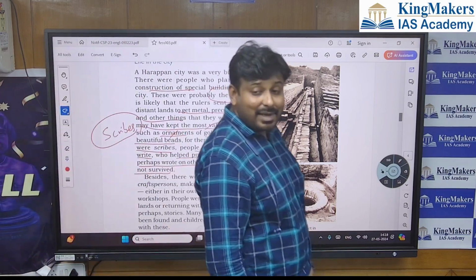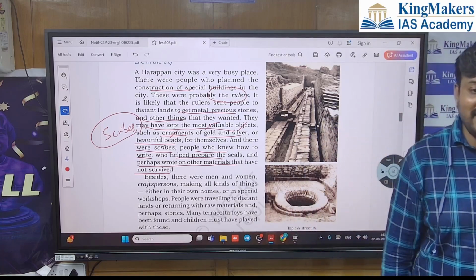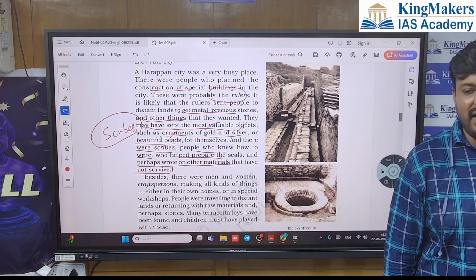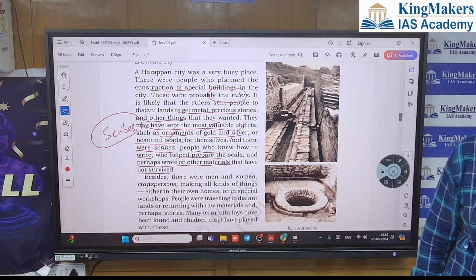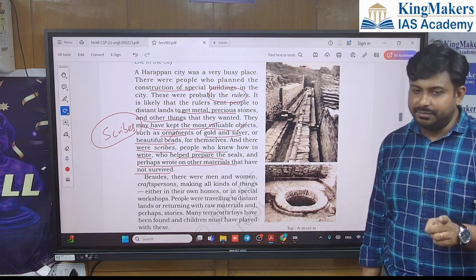Okay, Harappa has a script till now. It was not deciphered. Nobody was able to understand what is written here. People know what is written in Euphrates, that is in the Mesopotamian civilization, but the Harappan seals we couldn't decipher till today. It is very hard. Okay, they knew the art of writing.